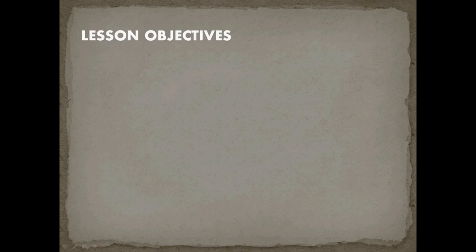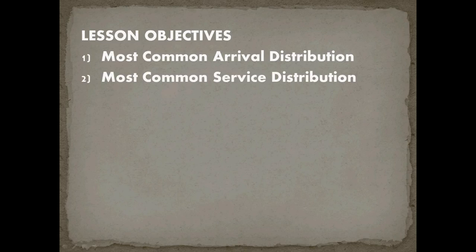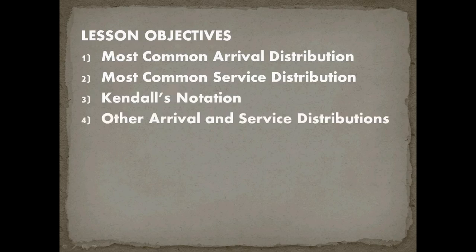In this lesson, we've got 6 objectives. The first is to cover the most common arrival distribution for our analytic model. The second is to look at the most common service distribution for our queuing model. Then we're going to go over Kendall's notation, which is our common way to describe a queuing model. And then we're going to talk about some other arrival and service distributions that can be handled by analytic models.